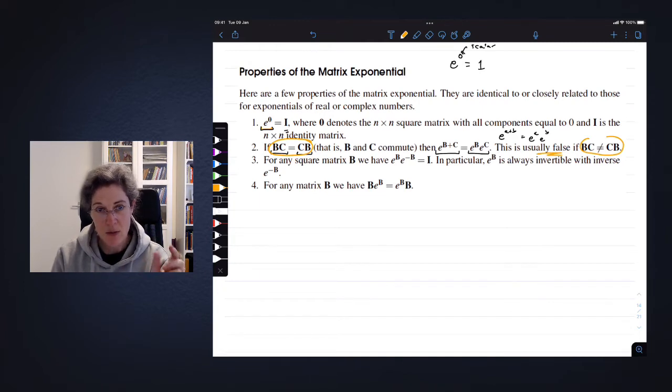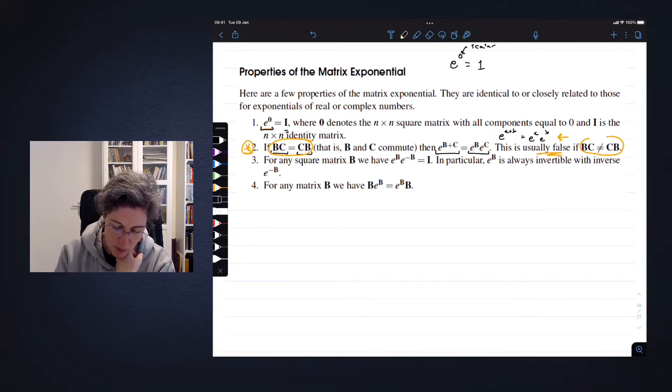So that is a difference between the matrix exponential and the normal exponential, because for the normal exponential, a plus b is always equal to b plus a, and a times b is always equal to b times a. So we don't have that issue. So this one is a little different.